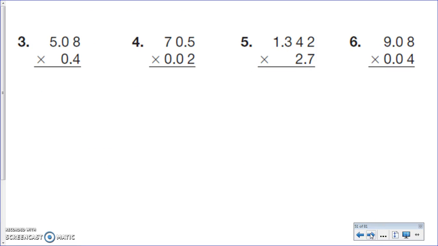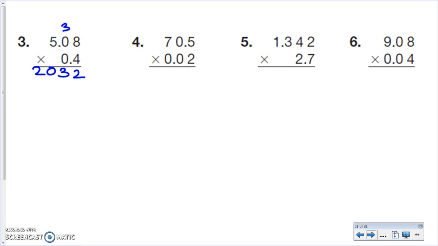Next, we're going to walk through each of these problems, show the work, and then put the decimal where it belongs in the answer. So we have 5 and 8 hundredths times 4/10. So the first thing we're going to do is just work out the math. So 4 times 8 is 32. We put the 2 down. We carried the 3. 4 times 0 is 0, plus 3 is 3. And then 4 times 5 is 20.